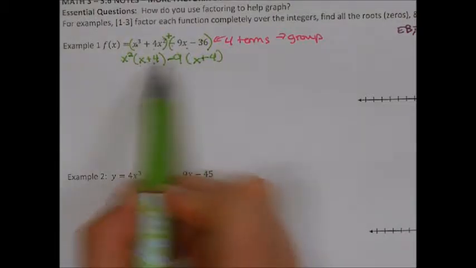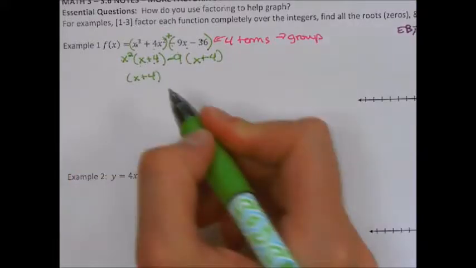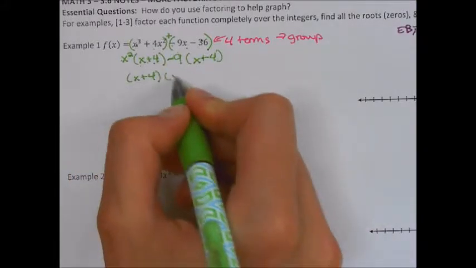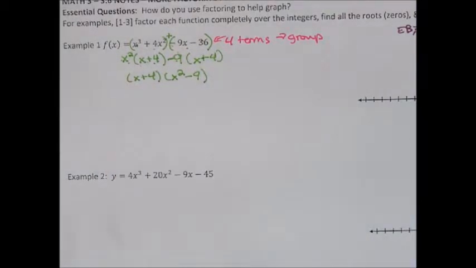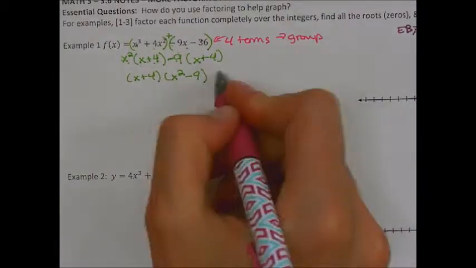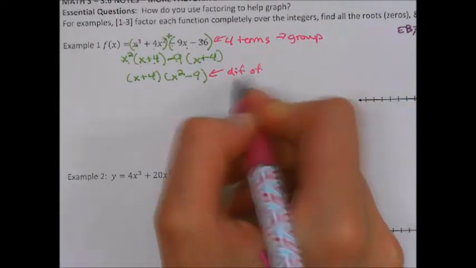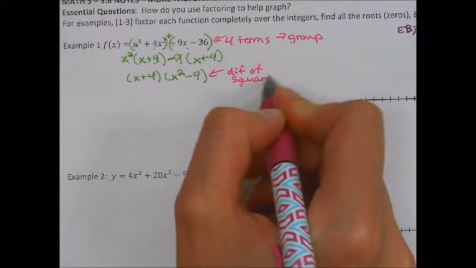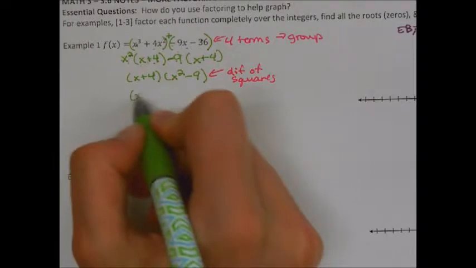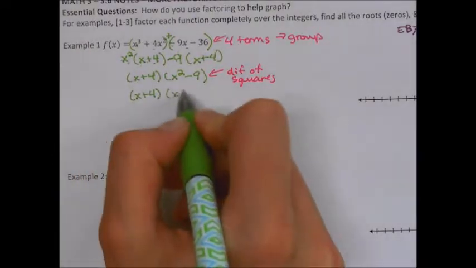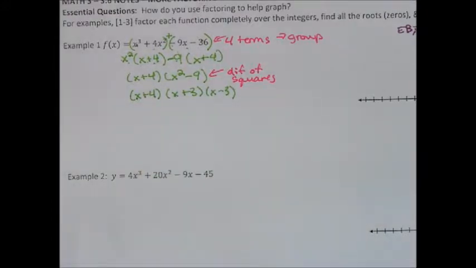We have our common binomial. And then what were the GCFs? X squared and negative 9. Are we done yet? We are with the grouping, but here I have a difference of squares. So I have x plus 4, x plus 3, x minus 3.